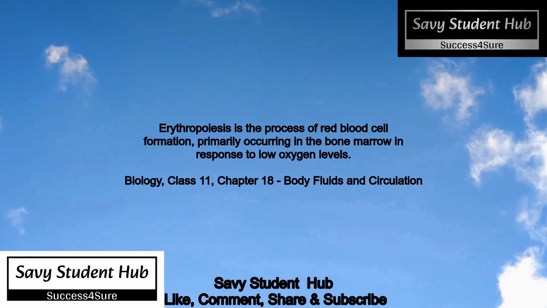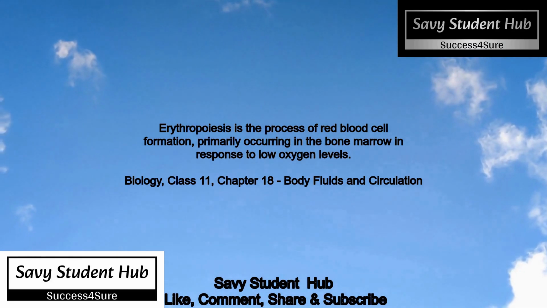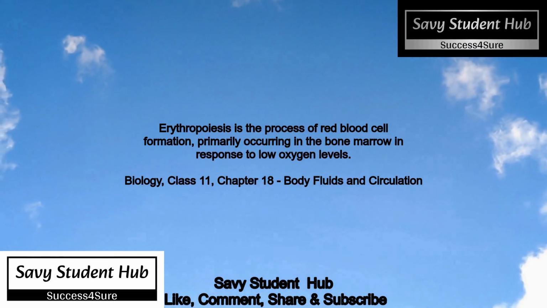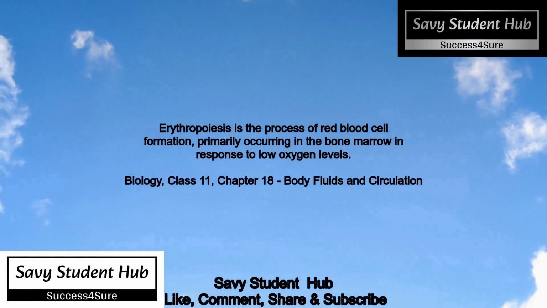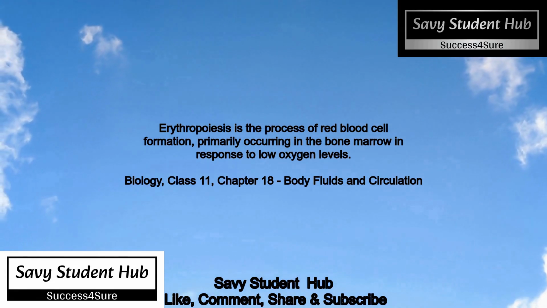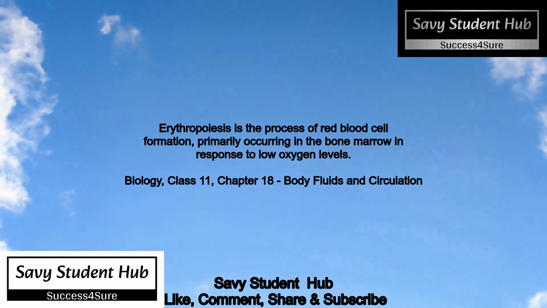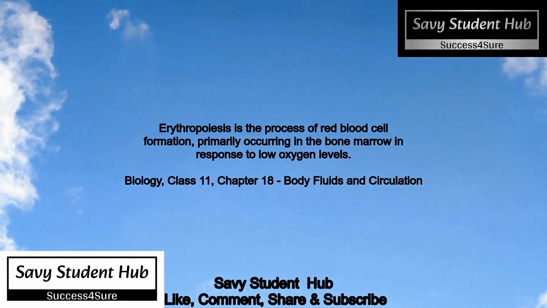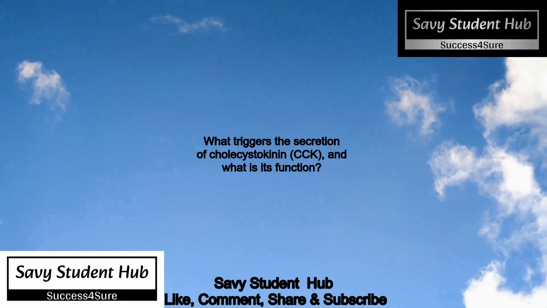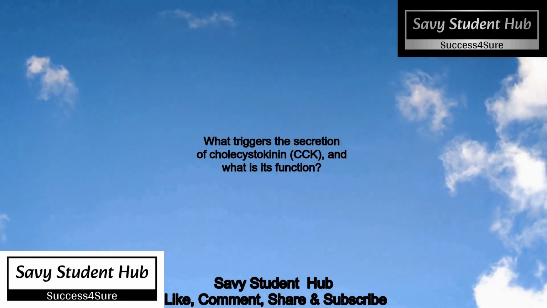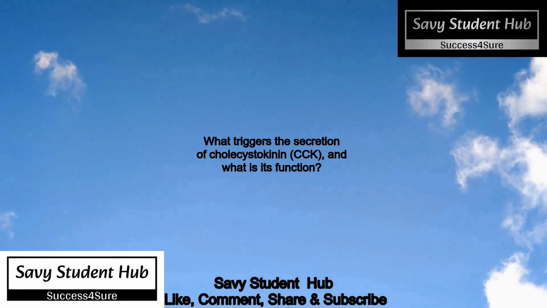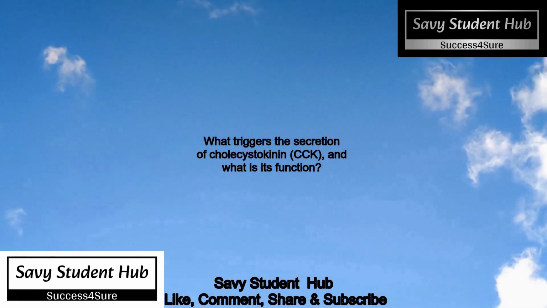Erythropoiesis is the process of red blood cell formation, primarily occurring in the bone marrow in response to low oxygen levels. What triggers the secretion of cholecystokinin, CCK, and what is its function?